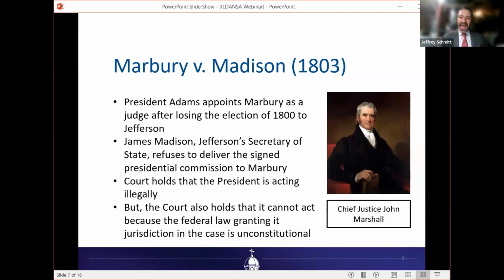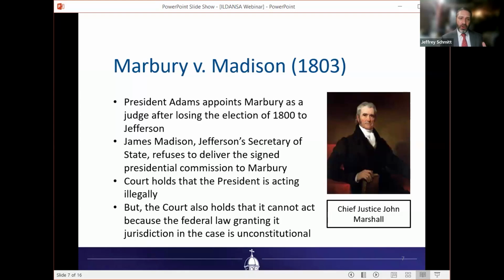And so the President Adams has said he should be a judge. The paperwork is all filled out, but it hasn't been delivered to him and he doesn't have the commission, so he's not yet a judge. The court ends up saying here that is illegal. The president has an obligation to deliver the commission. Really, James Madison, the Secretary of State under Thomas Jefferson, has an obligation to deliver the commission to Marbury because the president, President Adams, had signed it. There was nothing further to do. He had a legal right to it.